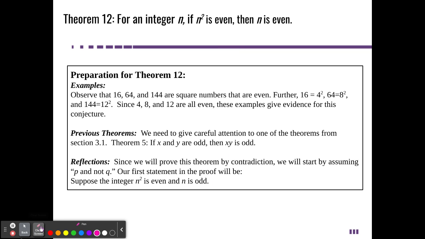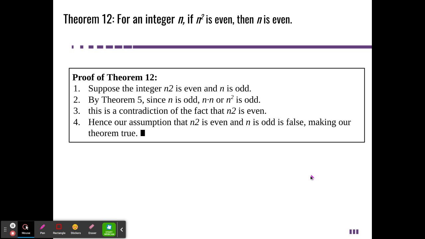So let's take a look at what happens here. All right, so we're going to suppose the negation. Suppose n squared, I forgot to put that as a squared, sorry, is even, and n is odd. By theorem 5, since n is odd, then n squared, or n times n, is odd. So we're using something that was already proved. This is a contradiction to the fact that n squared is even.